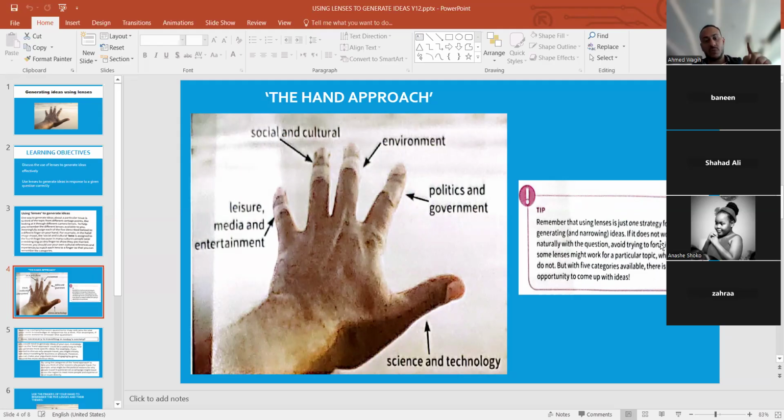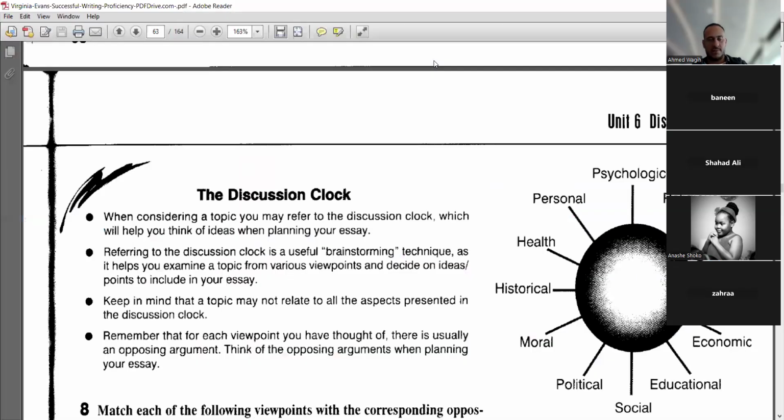That's why I brought another strategy for you, which is the discussion cloak. I will show it now and remind you again with it. So it says here, if it doesn't work with you, avoid it, no problem. So let me now share another thing, which is the discussion cloak in Virginia Evans' book. Do you remember when you drew this discussion cloak in your booklets on the first page?